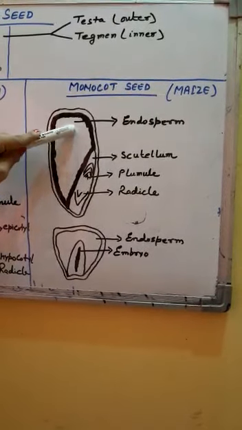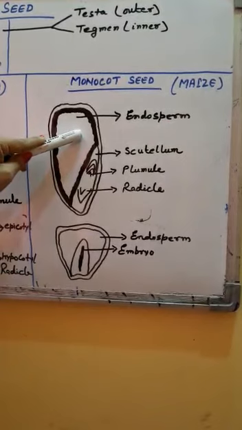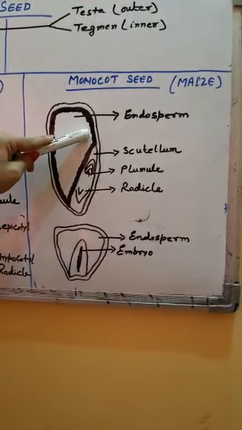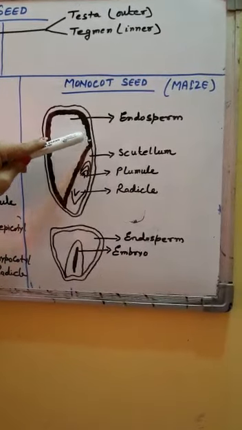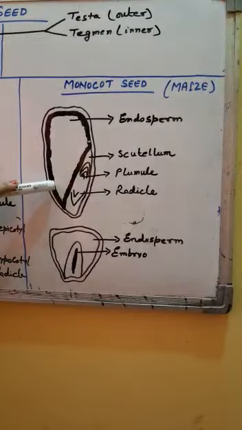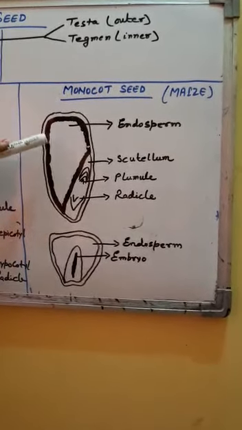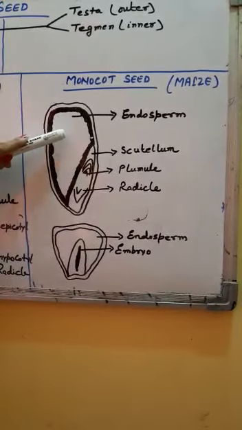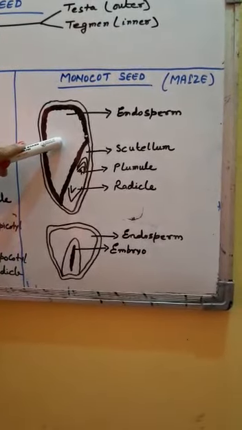You can see this entire portion is endosperm. It is large and stores food in the form of starch. A thin proteinaceous layer is present around the endosperm. You can see this layer I have drawn in black. This layer is called the aleurone layer. So it is a proteinaceous layer which surrounds the endosperm.